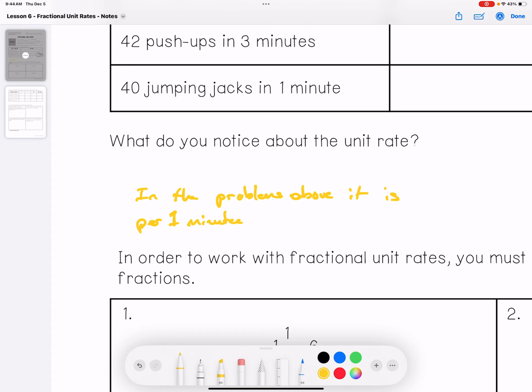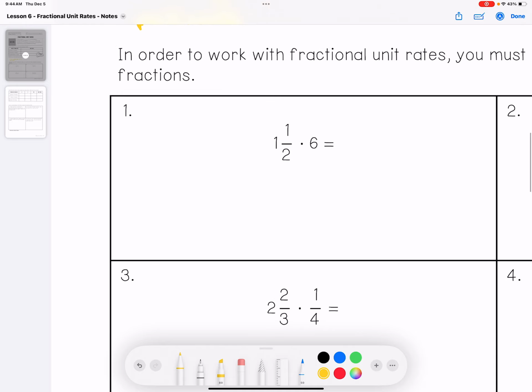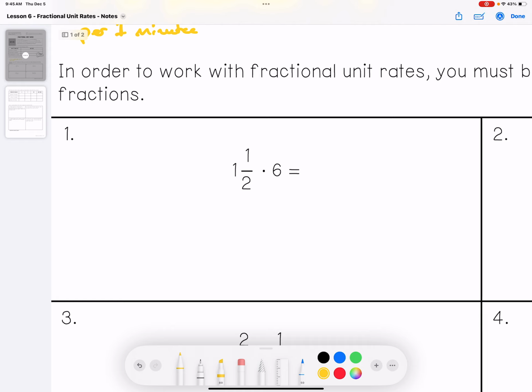All right. In order to work with fractional unit rate, you must be comfortable multiplying and dividing fractions. So, I'm going to work these by hand. I do not have a calculator. Yes, you are going to write how to do them by hand. But I also am going to give you a few seconds to type it into your calculator. Remember, it's the ABC button. All right, so go ahead and type that one into your calculator and see if you come up with the answer. Don't blurt it out, please.